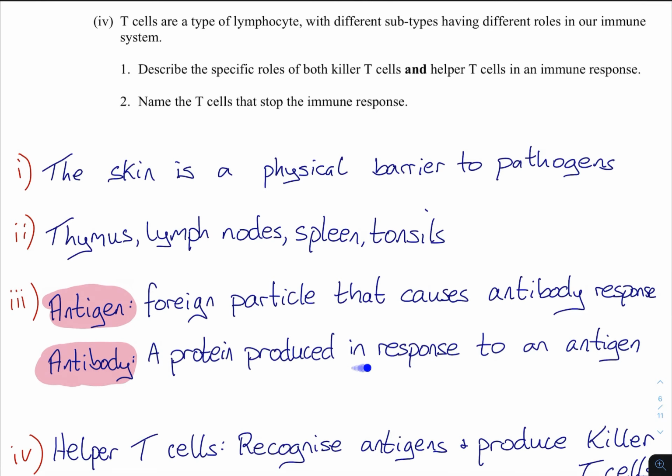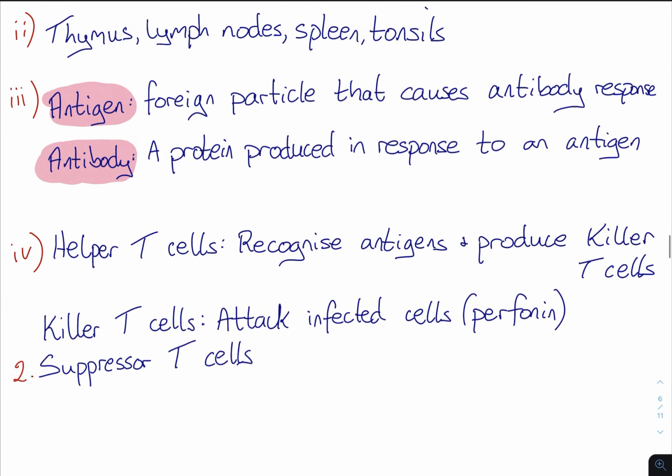And that's it. Underneath it, you're asked for the specific roles of the killer T cells and helper T cells, and to name the T cells that stop the immune response. So we've done that already. Helper T cells recognize antigens and produce killer T cells.